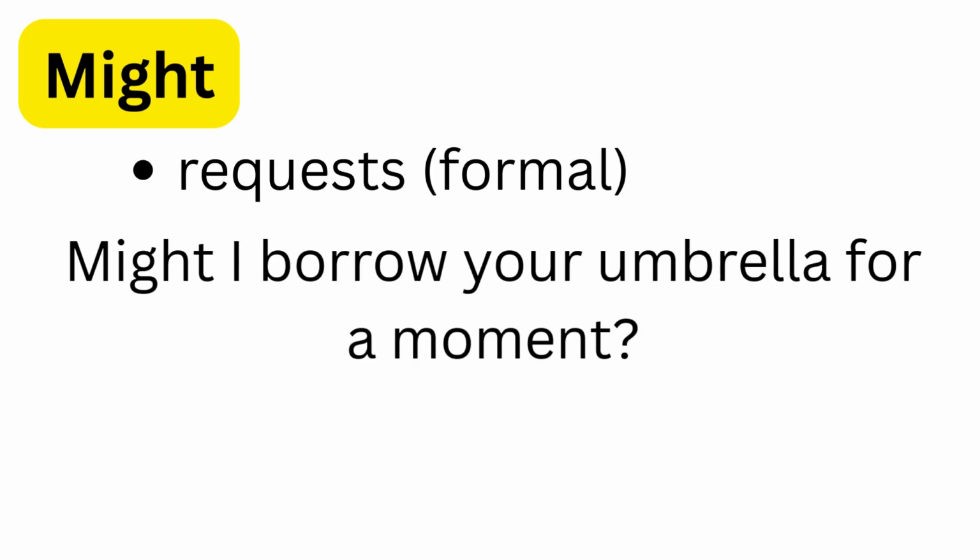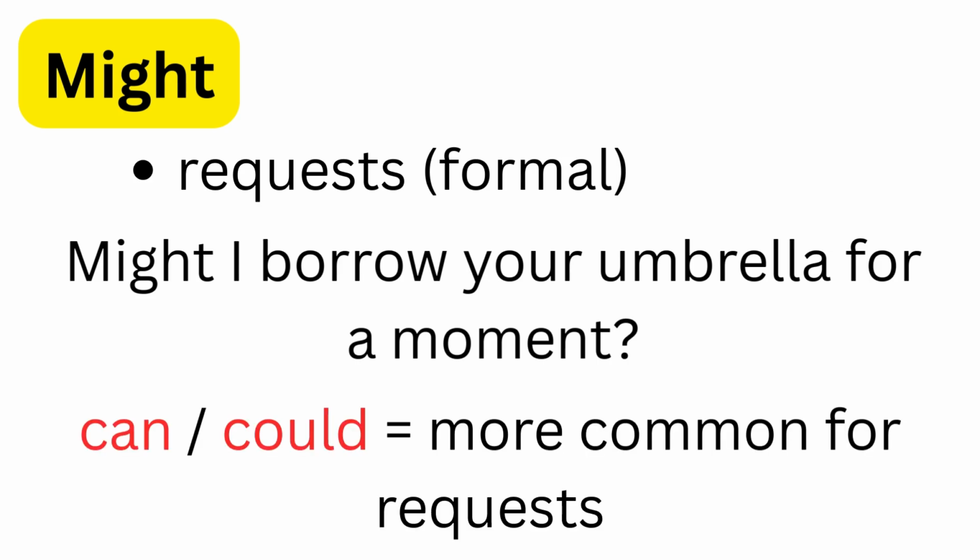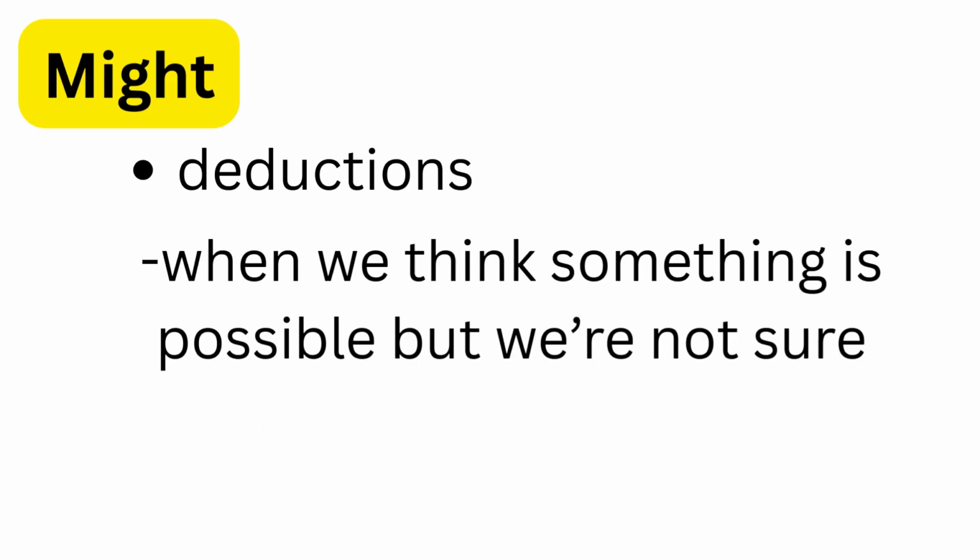Another modal verb with similar functions is might. In formal language, we can use might to make requests. For example, might I borrow your umbrella for a moment? But this isn't really common in everyday speech. Can or could are used much more often when making requests. We also use might to make deductions when we're not sure about something.